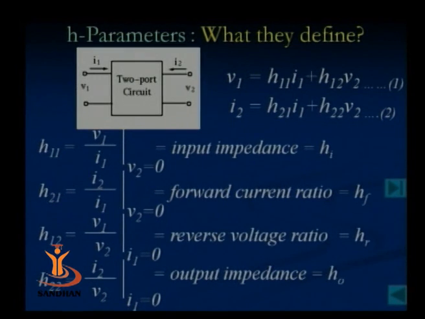So here we can now list all the H parameters and what they define. Once again, H11 is the input impedance of the network, H21 the forward current ratio, H12 the reverse voltage ratio, and H22 the output admittance, respectively HI, HF, HR and HO. So that is how we generally define them.